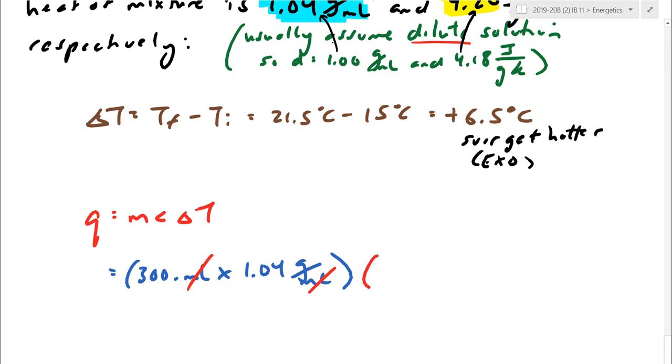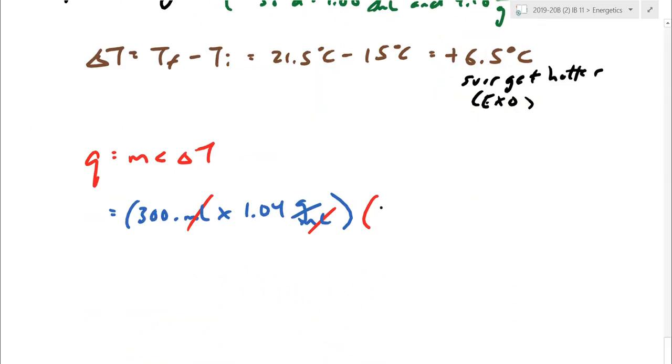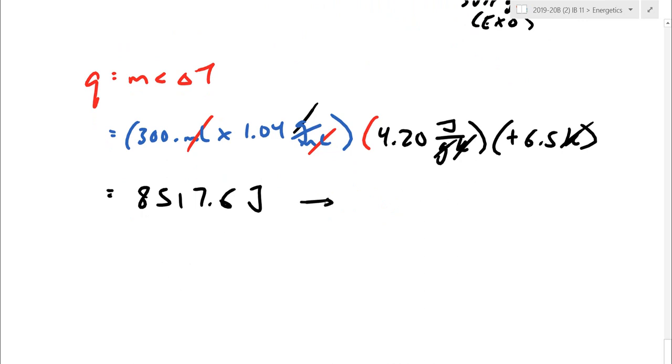Again, for specific heat, I would have used pure water, 4.18, but because they give me a slightly different number because of those added particles, I'm just going to use 4.20 joules per gram Kelvin. Then we go up by 6.5 steps on the Celsius scale, and 6.5 steps on the Celsius scale is the same as 6.5 steps on the Kelvin scale. So all the other units cancel out, and we can convert our ΔT. Because my water has heated up by this amount, I can figure out how many joules were actually released. I'm getting 8517.6 joules, which is about 8.5 kilojoules.